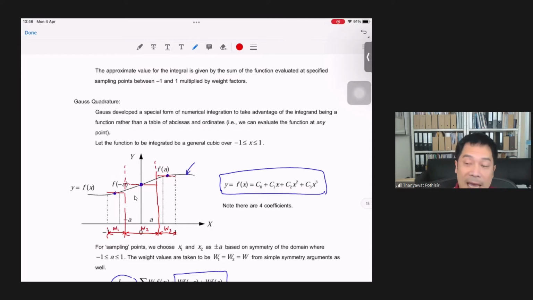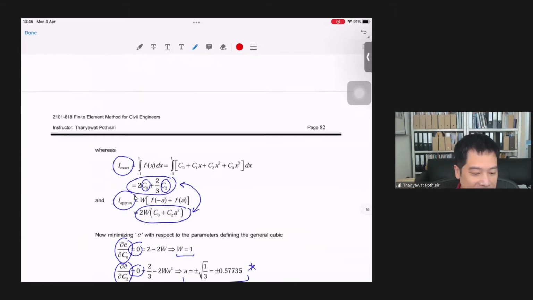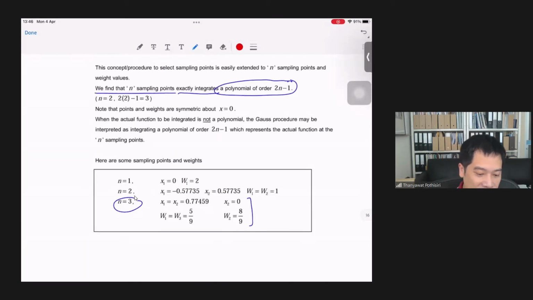So still you see that again the summation of all W should be equal to the total width of the base or the total domain that you are computing the integral, which in this case would be 2, right? So for 3 sampling points, you see that if you sum this up, right? So you get exactly 2. Okay.